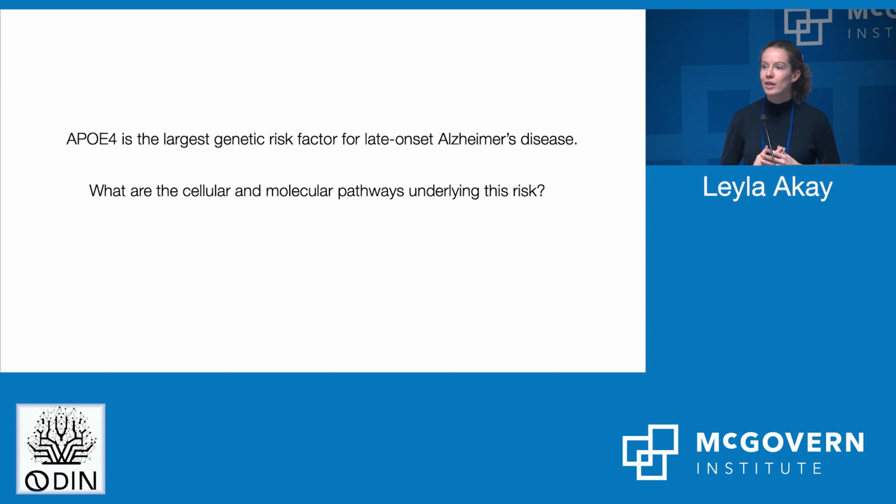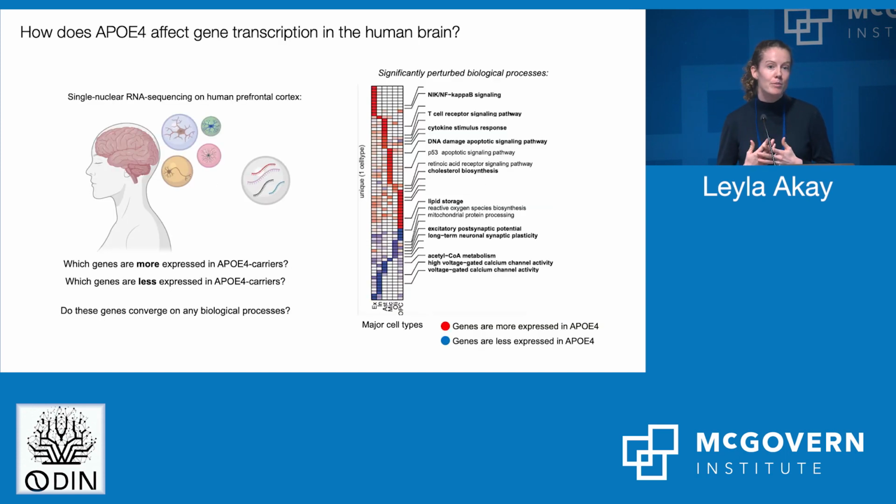Our question was, how does ApoE4 expression in the human brain affect the cellular and molecular pathways that can increase risk of getting disease? To begin to address this question, we performed single nuclear RNA sequencing on the human postmortem brain, focusing on the prefrontal cortex. We did this from a cohort of individuals who either had 1 or 2 copies of this risk gene ApoE4, or who are homozygous for ApoE3, which is a different variant of the same gene that does not increase risk of getting Alzheimer's disease.